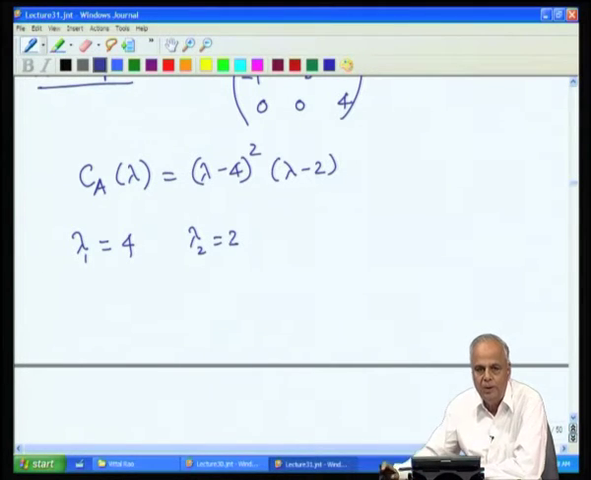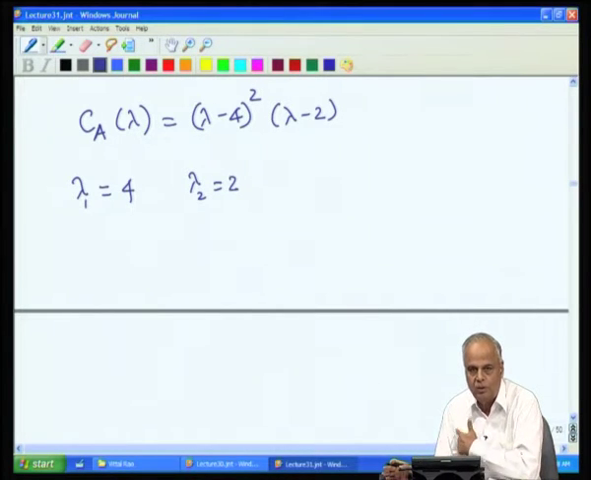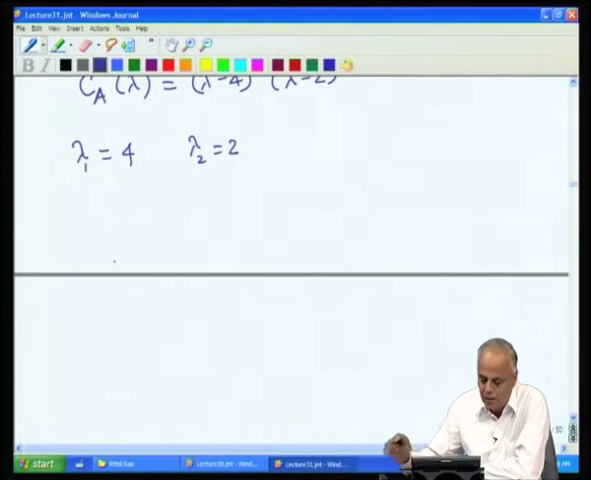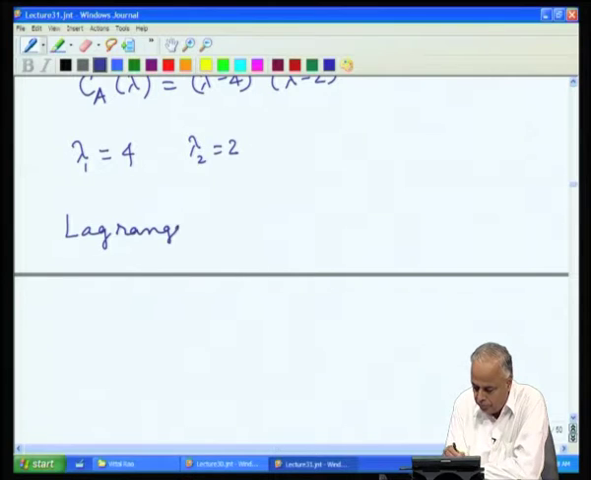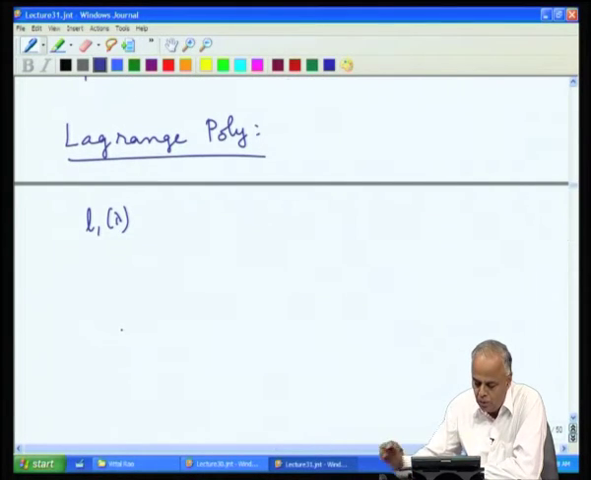There are only two distinct eigenvalues now. The eigenvalue 4 repeats twice. So, the distinct eigenvalues are 4 and 2. So, now the construction of the Lagrange polynomials is much easier. Since there are two distinct eigenvalues, there are going to be two Lagrange interpolation polynomials.